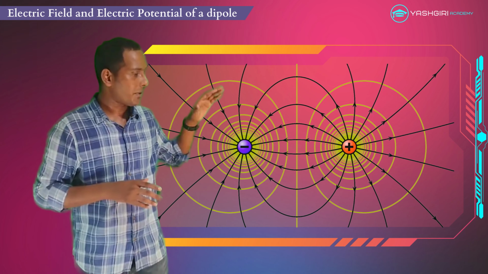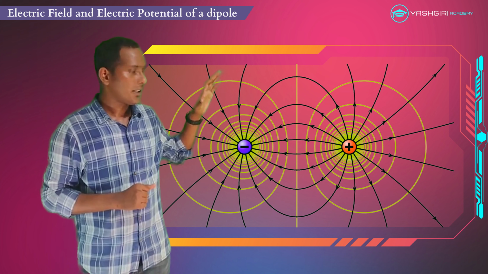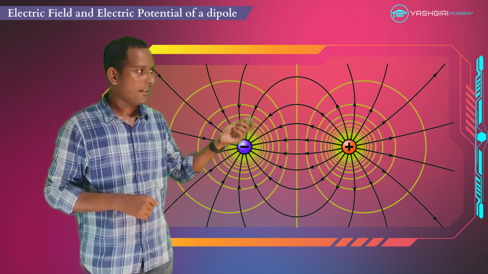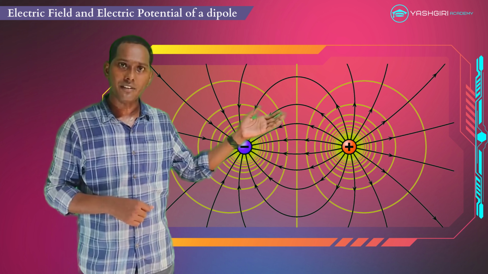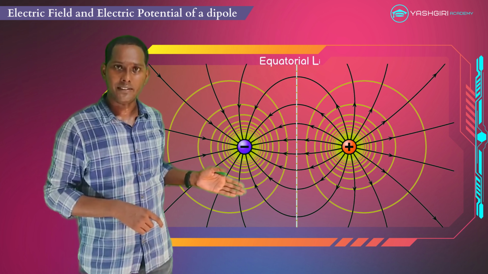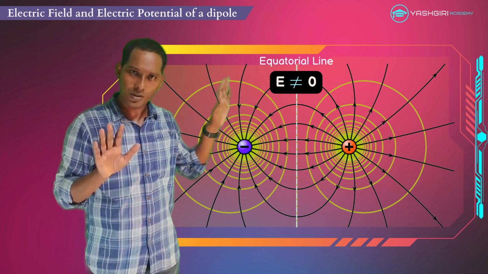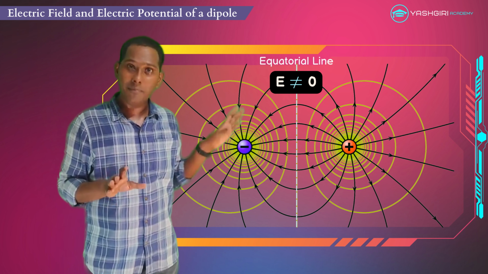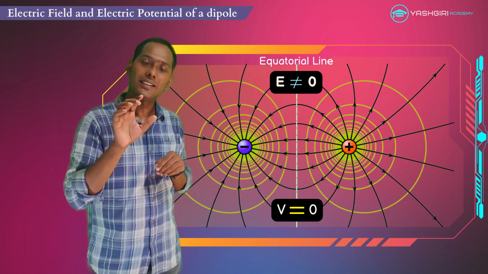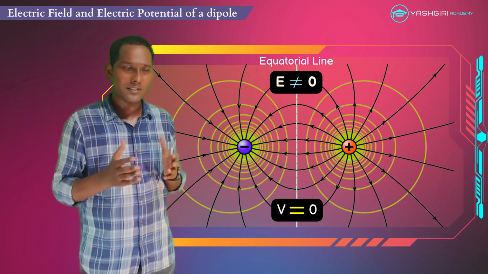Well, now students, if you just see here, this is the picture that we are having in this case, right? Which is the electric field lines. You can very well see the direction of the electric field lines. Now if you just see, students, on the equatorial line, we had got the electric field as some non-zero value, right? But the electric potential that we have got is 0. Now again, students, it can be very well explained, right? It's very simple, students.